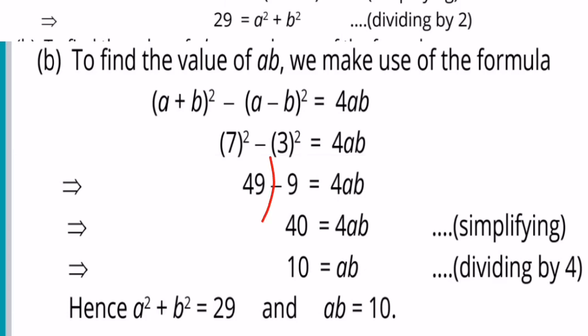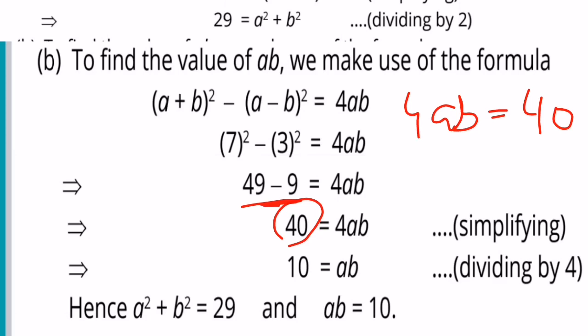7 square is 49 and 3 square is equal to 9. Now 49 minus 9 is equal to 40, which means 4ab is equal to 40.